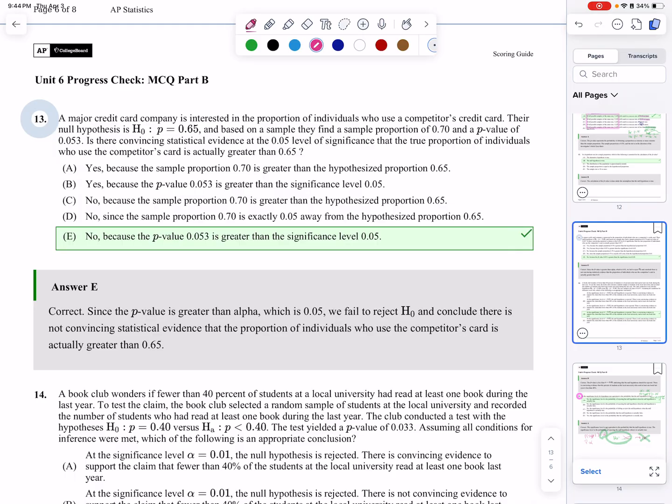Is there convincing evidence at the 0.05 level that the true proportion of individuals whose competitor's card is actually greater than 0.65? Well, it gives me a p-value. I'm marking it in red because the p-value is 0.053, and I'm asking for a significance level of 0.05. So 0.053 is greater than 0.05, so that would be a fail to reject, and it would not be statistically significant. These say yes, so we know those are wrong. And this one says because of the sample proportion, but it has nothing to do with the sample proportion, it has to do completely with the p-value.